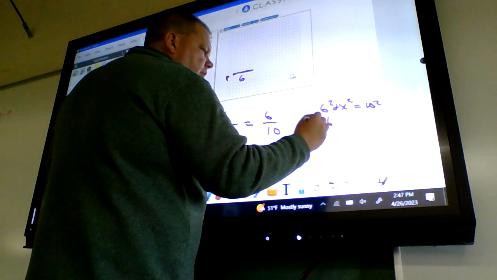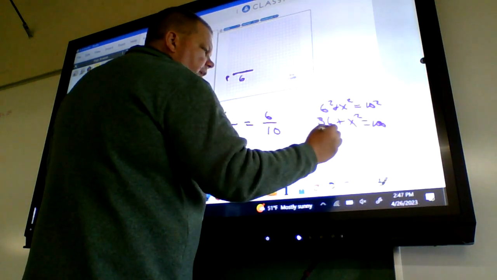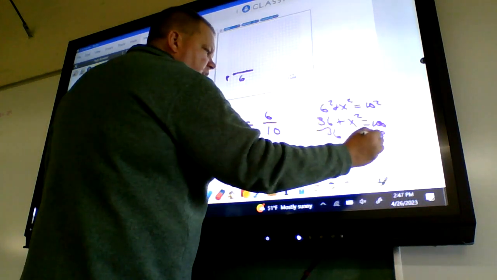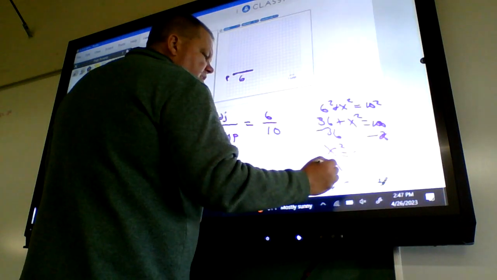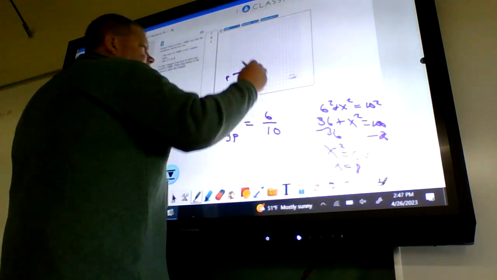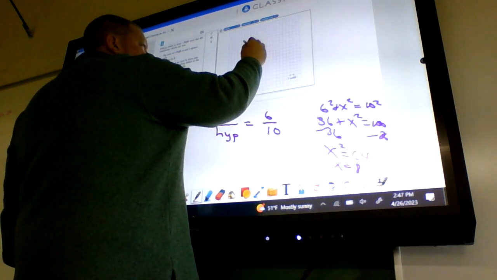Okay. Remember that all these problems are Pythagorean theorem problems because it's a right triangle. So to find out what our other side of x has to be, we take 100 minus 36, so that x squared is 64, and that means that our value for x is 8. So then I'm going to count up 8 blocks.